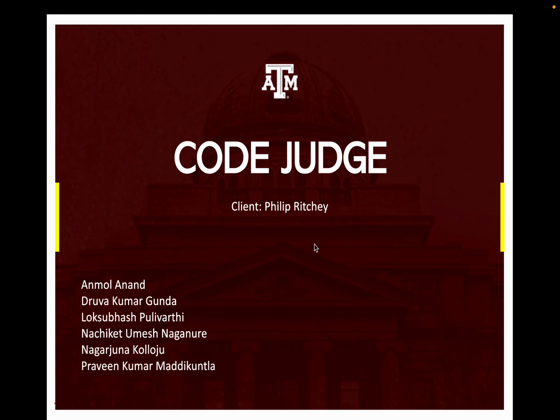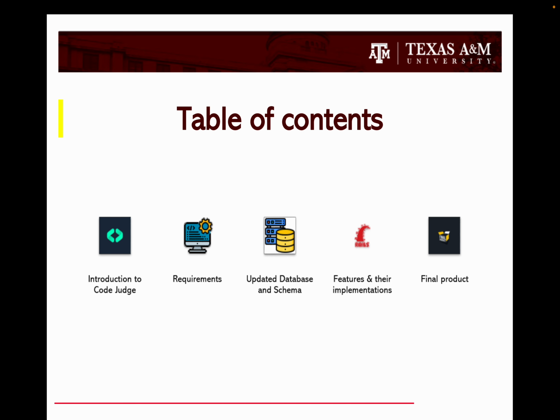My name is Lok Pulivarthi, and my teammates are Anmol, Dhruva, Nachiket, Nagarjuna, and Praveen Kumar. And we are managing Code Judge, and our client is Philip Ritchie.